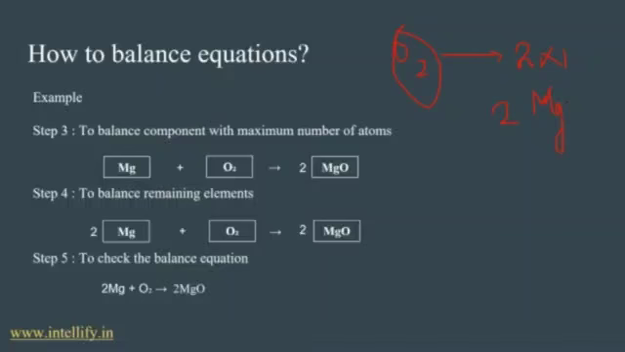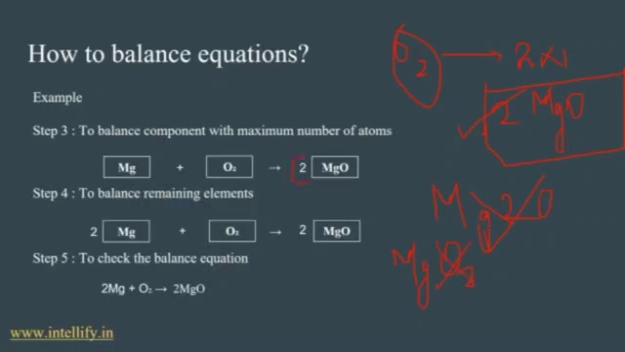MgO. This is the correct form of representation. You cannot represent it as Mg2O. This is wrong. And you cannot also represent it as MgO2. This is also a wrong form of representation. You can only represent it as 2 times MgO.